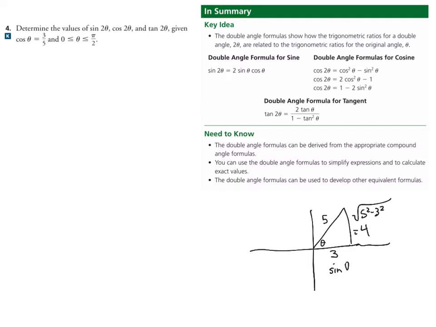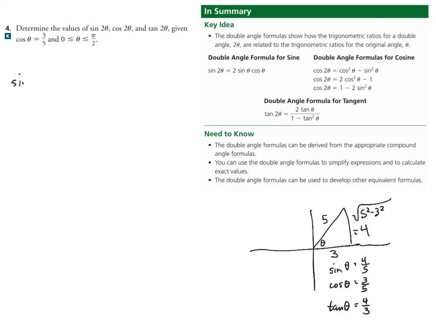So sine of theta is opposite over hypotenuse, 4 over 5. Cos theta, they already told us, adjacent over hypotenuse is 3 over 5. Tan theta is opposite over adjacent, so 4 over 3. That'll probably be helpful at some point here. All right, so determine sine of 2 theta.